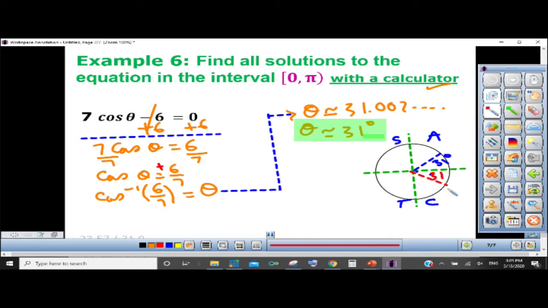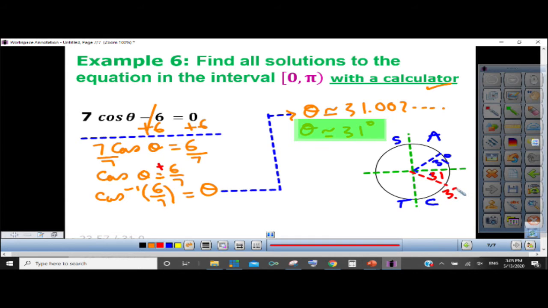So if this is 330, so this is actually 330. So 330 is going to be 329. Okay? So this is 31 degrees. This is 329.